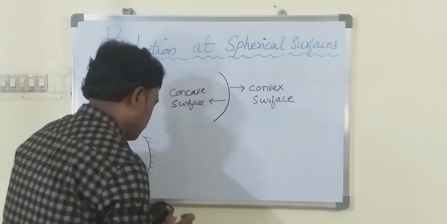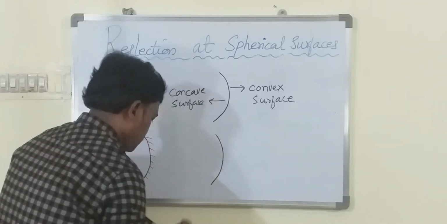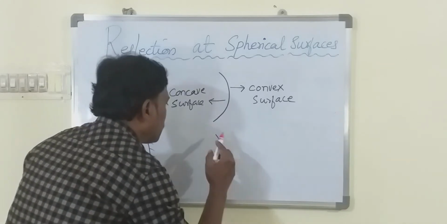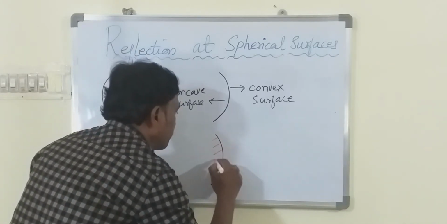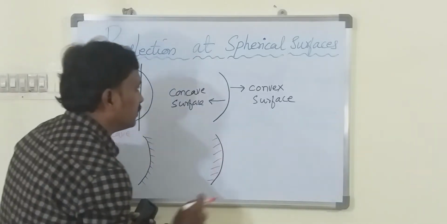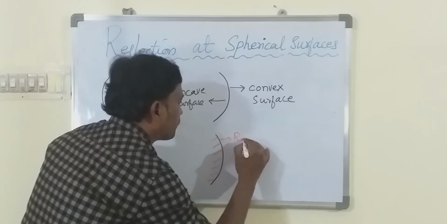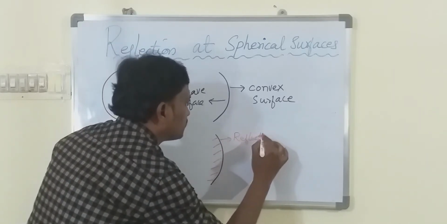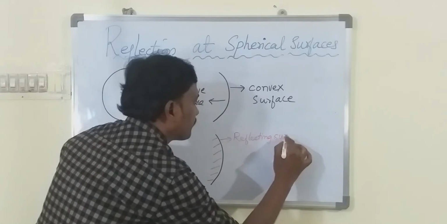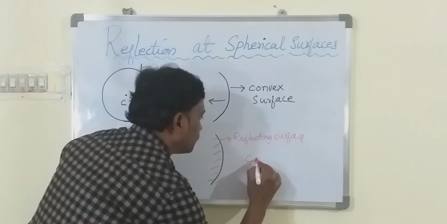Now, suppose the concave surface is painted, then the convex surface acts like a mirror. This is a reflecting surface. And this mirror is called as convex mirror.